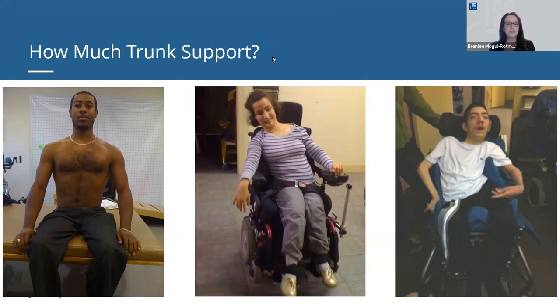And then the client in the picture on the right really requires the most significant amount of support to accommodate his non-reducible and very significant multiple deformities and curvatures. You're going to determine how much trunk support is needed through your simulation and your hands-on during your assessment of the client.